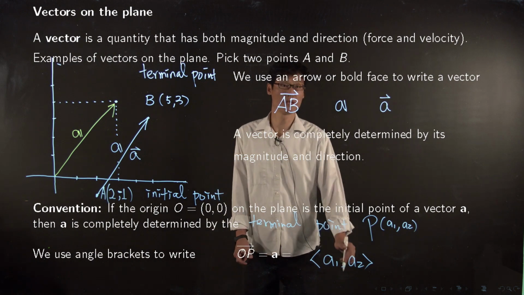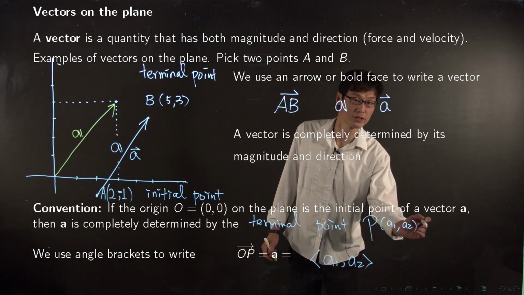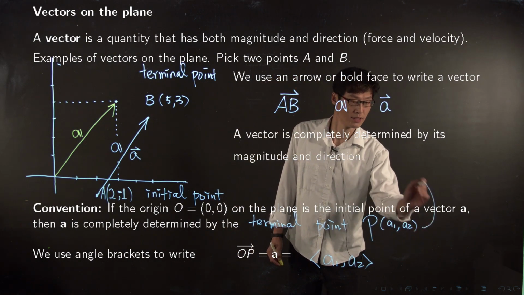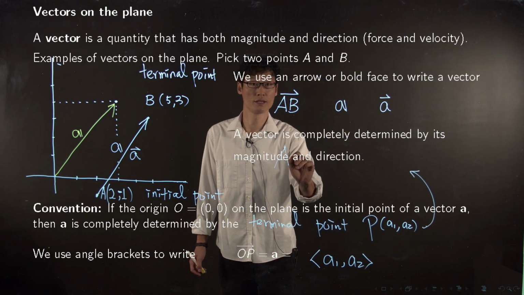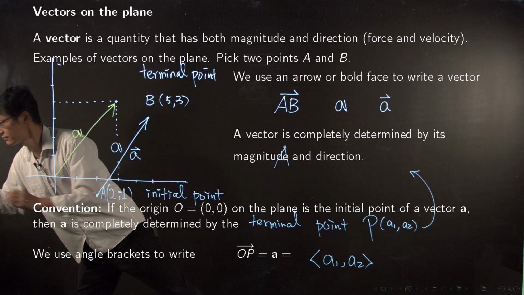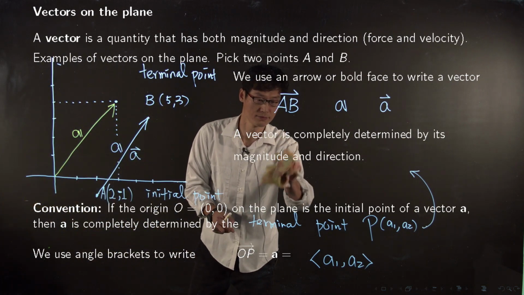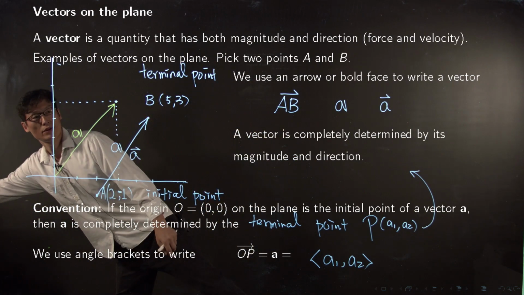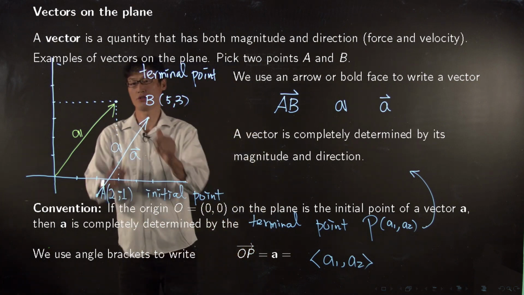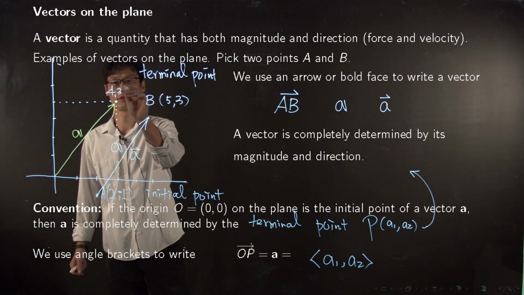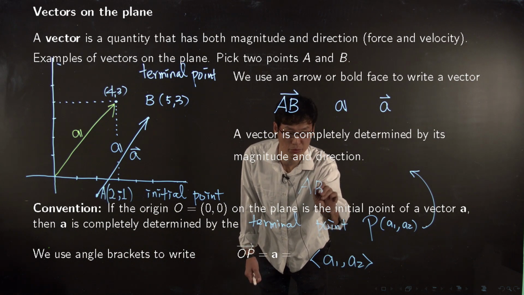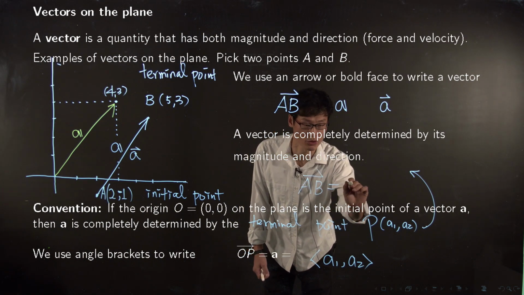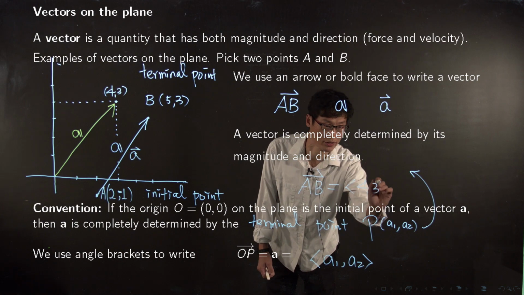Let me point this out. Here, vector AB. It turns out that this point is 4, 3. So our vector AB in the picture is exactly the same as ⟨4, 3⟩.